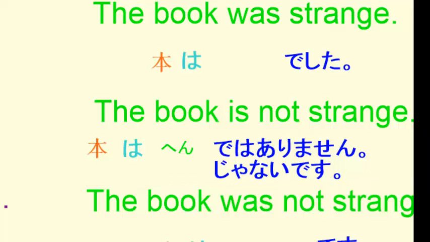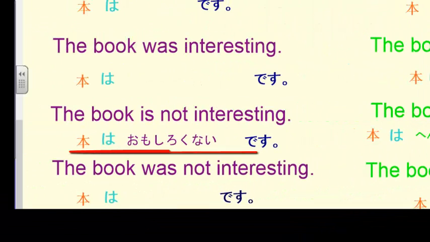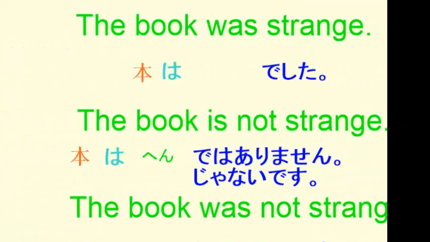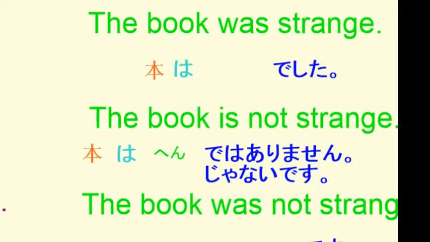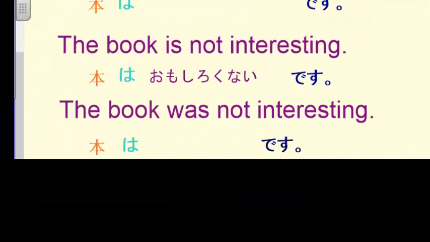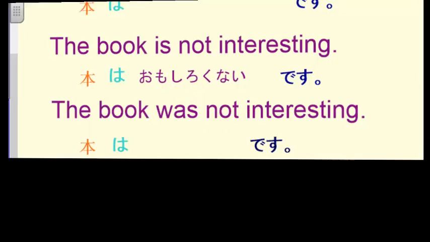Let's have a quick look again. E adjective. Hon wa omoshiro kunai desu. So we're going to add the kunai to the omoshiroi stem, which is omoshiro. Over here, we keep hen the same and we just add de wa arimasen or janai desu. Finally, we're going to have a look at what happens when we get the negative past tense. And that would be the book was not interesting.